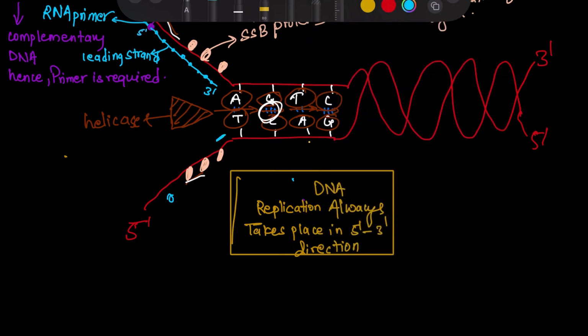So initially the primer will be added here, then again here, then again here, and then here, forming in the 3' to 5' direction. This is 5', this is the 3' direction, this is the 5' direction, this is the 3' direction, then 5' direction to 5' direction, okay?